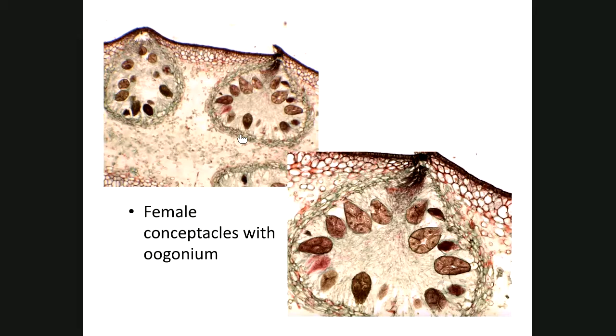And the female conceptacle, you have a similar situation, except it's creating egg cells in these structures called oogonium. This is one oogonium, kind of like a vase. You have an empty space inside, and some cells that will be creating egg cells.